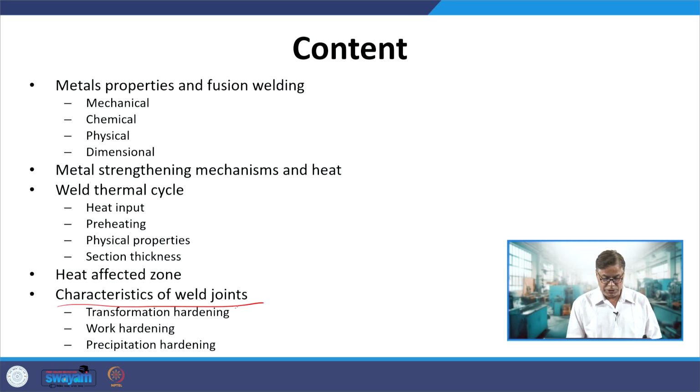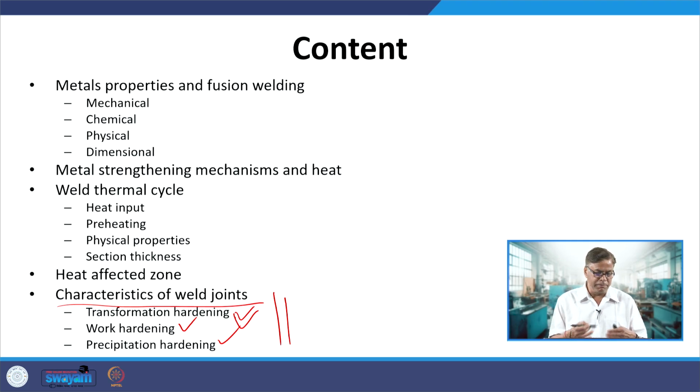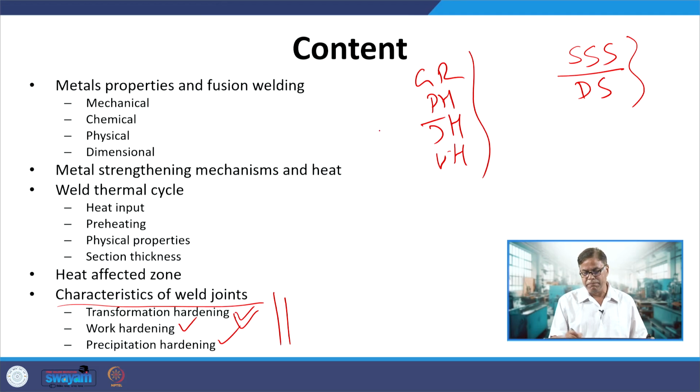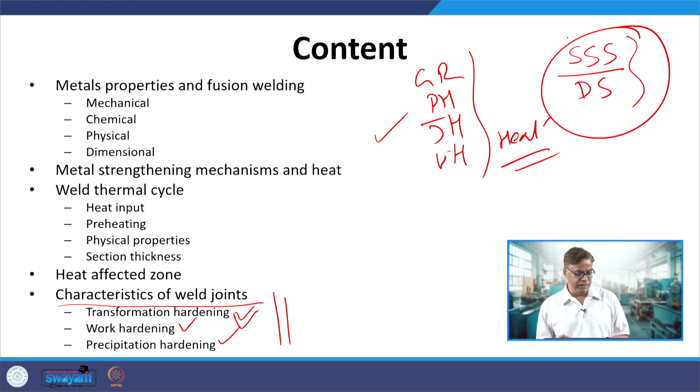So, we will look at how the characteristics of the weld joint are affected when we apply the heat for fusion welding in the case of transformation hardening metals, work hardening metals and precipitation hardening metals, because certain metals strengthened by certain mechanisms are affected much more by the heat applied for welding as compared to metals strengthened by other mechanisms. Solid solution strengthened as well as dispersion hardened metals are less affected by the heat of the welding as compared to the grain refined, precipitation hardened, transformation hardened and work hardened ones. If the metals are strengthened by these mechanisms, then the effect of heat will be much more as compared to solid solution strengthening and dispersion hardening.